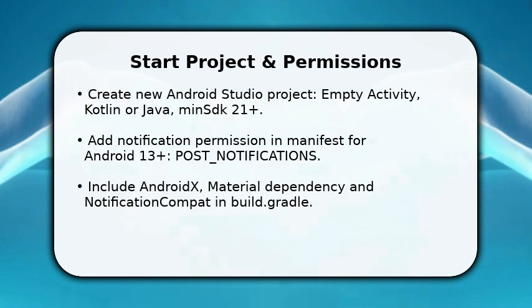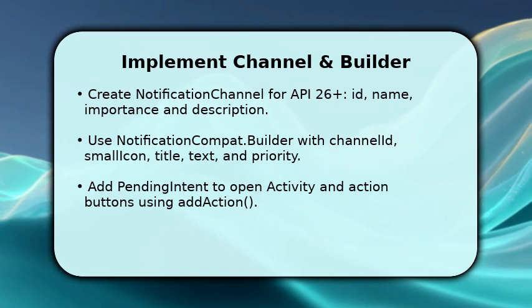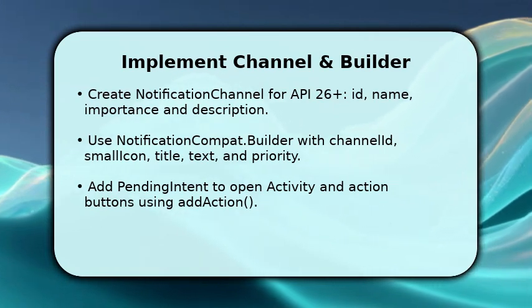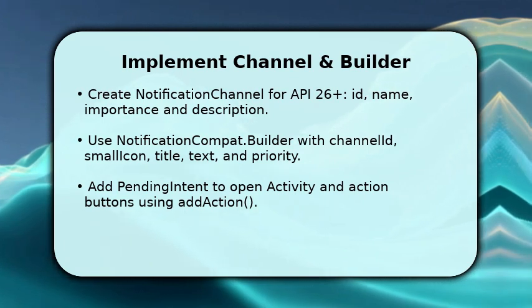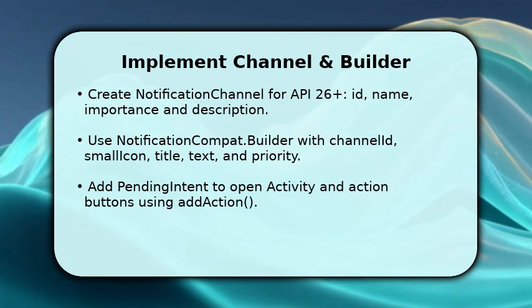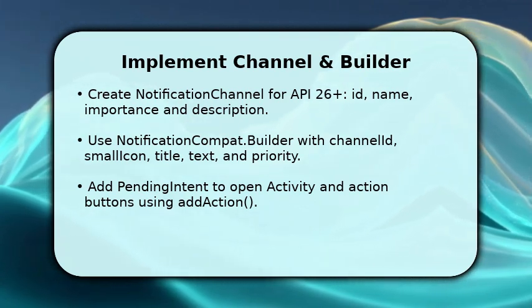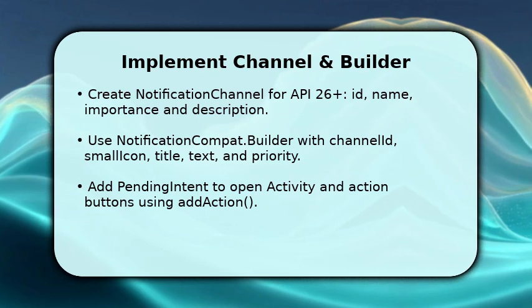Now implement the notification channel and builder. You create a notification channel when API 26 or higher is detected, set an ID, human-friendly name, importance and description so users control behavior. Use NotificationCompat.Builder with that channel ID, a small icon, title, and text. Set priority for pre-26 devices.